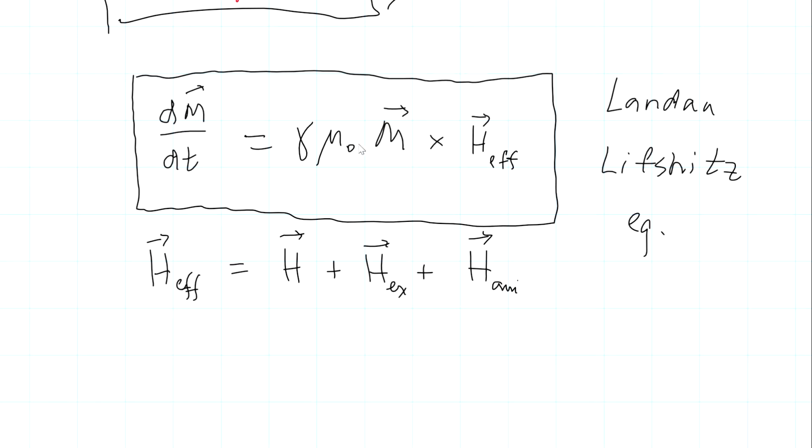The problem is not in solving this equation, because it's a fairly simple equation, but the complexity of this equation is in this effective magnetic field, number one. And number two is that if you're looking for not magnetization of the whole sample, but magnetic moment of a particular atom, then basically you have to solve this equation for each magnetic moment that builds your magnetic material.